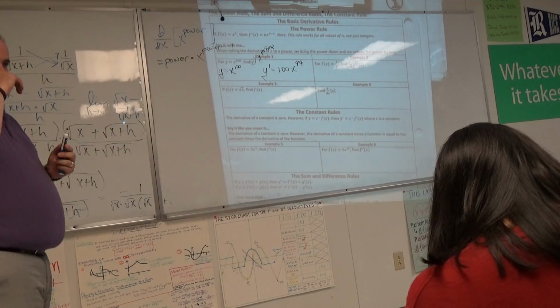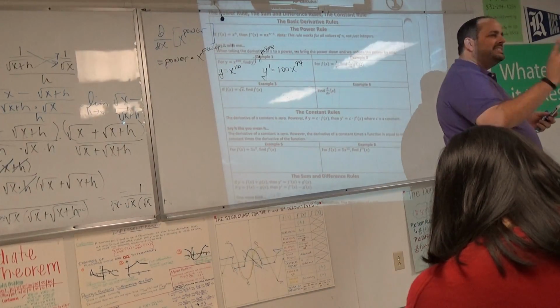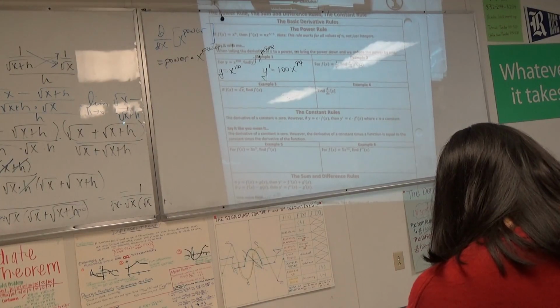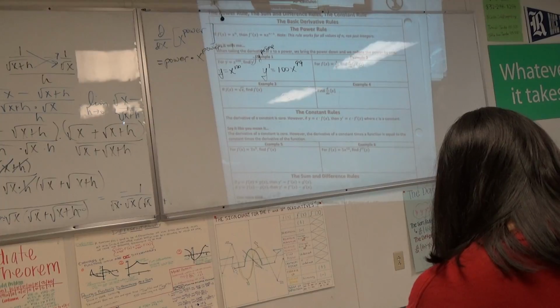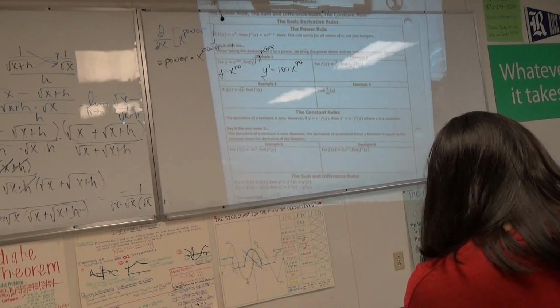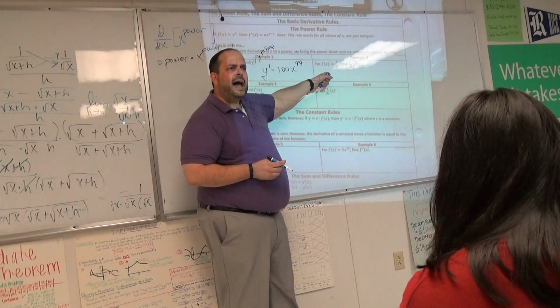You only get to use the power rule if you see this as x to a power. Who sees this as x to a power? I see Miguel, I see Brianna, I see Cynthia, I see Alejandro. You see 1 over x squared as x to a power? How? What are you doing?